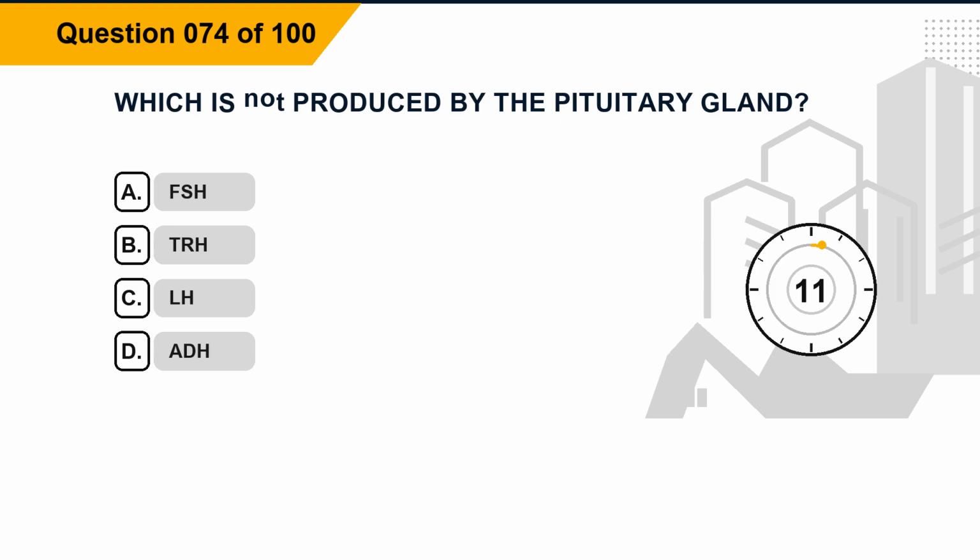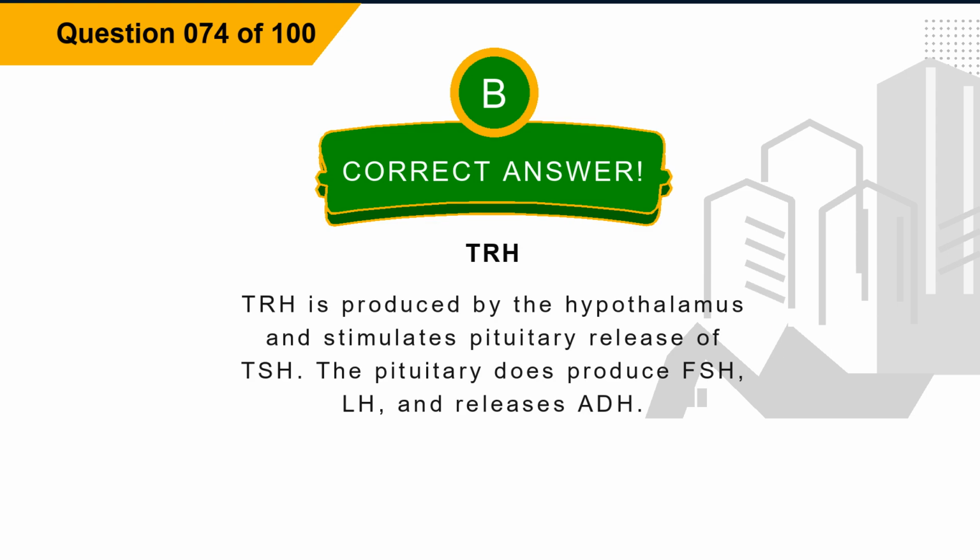Question 74. Which is not produced by the pituitary gland? Option A. FSH. Option B. TRH. Option C. LH. Option D. ADH. The correct answer is option B. TRH. Explanation. TRH is produced by the hypothalamus and stimulates pituitary release of TSH. The pituitary does produce FSH, LH, and releases ADH.